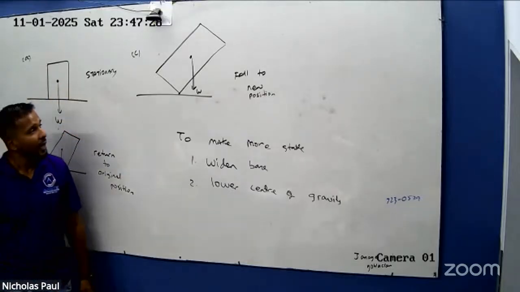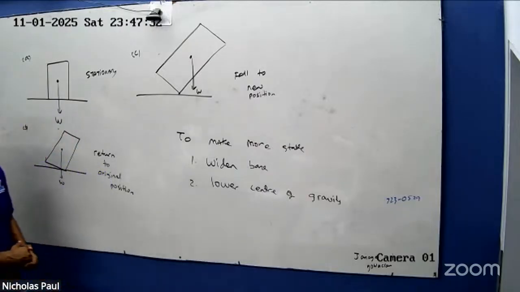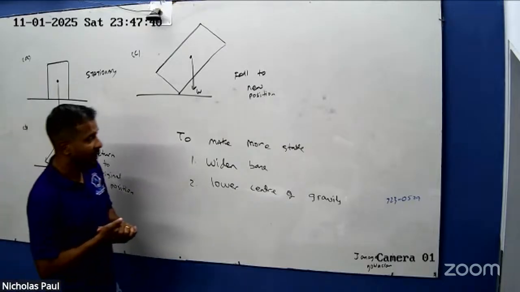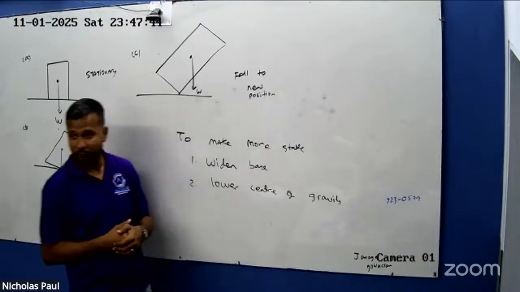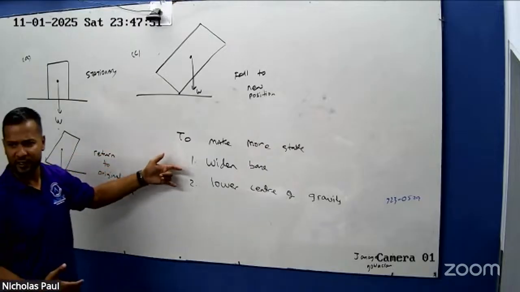Right? Question, who played basketball or football? What do you do if you're trying to go around a corner pass? Go lower. What will that do? It will lower your center of gravity. Right? Everybody okay with that?